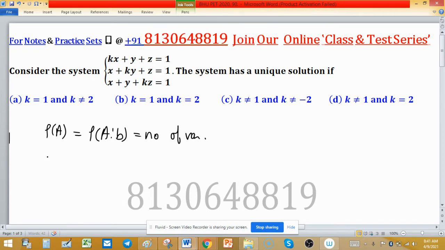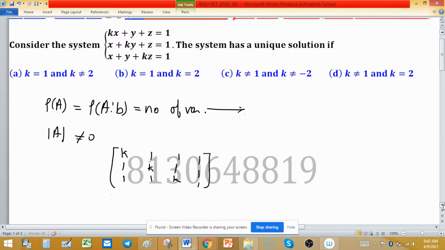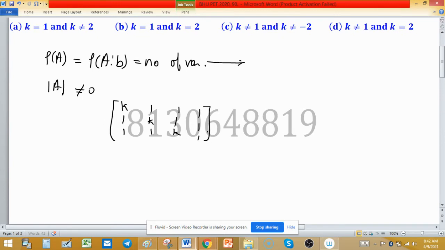In terms of determinant, we can say the coefficient matrix determinant is not equal to 0. We have two approaches. We can draw a conclusion using either of these two. So I'm going to solve this problem by rank. So the matrix is k 1 1, 1 k 1, 1 1 k, and the last column on the right hand side is b1, b2, b3. You can understand.